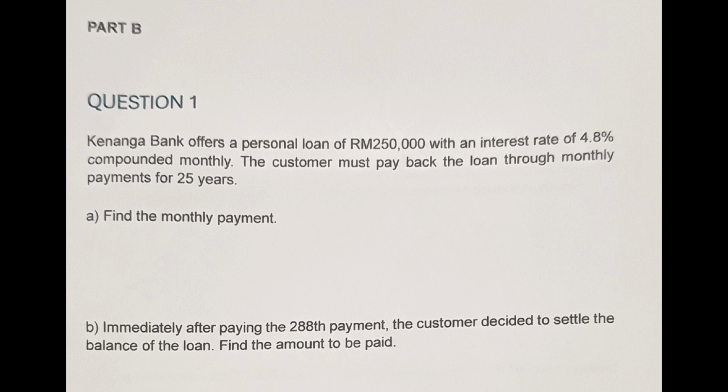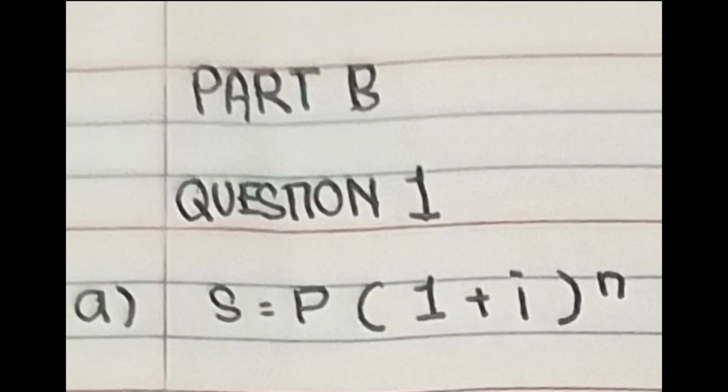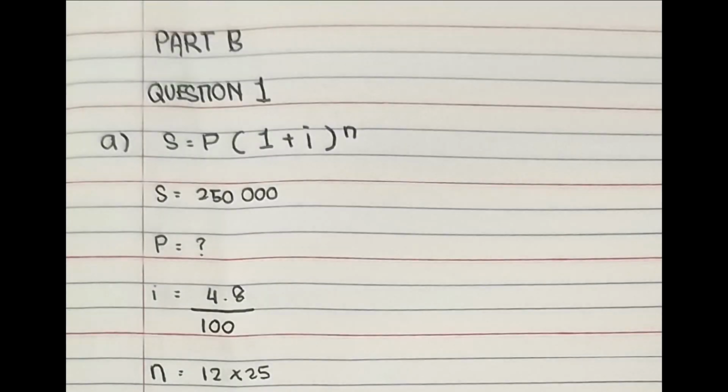And for question B, immediately after paying the 288th payment, the customer decided to settle the balance of the loan. Find the amount to be paid. To find compound interest, we must use the compound interest formula. So the compound interest formula is S equals P, open bracket, 1 plus i, close bracket, to the power of n. Based on the question, to find the monthly payment, we need to extract the given information.